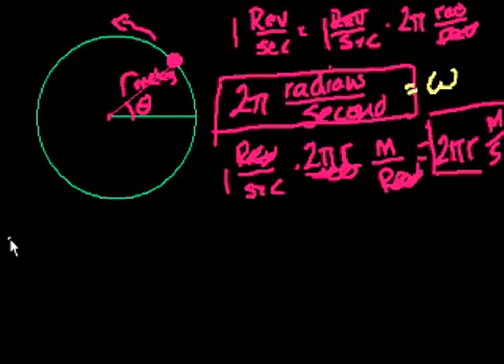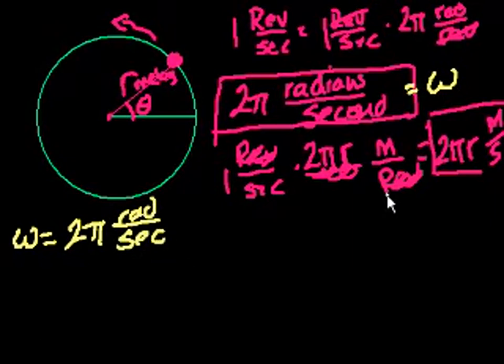So in this case, angular velocity is equal to 2 pi radians per second. And what's the velocity equal to, or at least the magnitude of the velocity? I know the direction is always changing. Well, we know that the velocity is equal to 2 pi r meters per second.